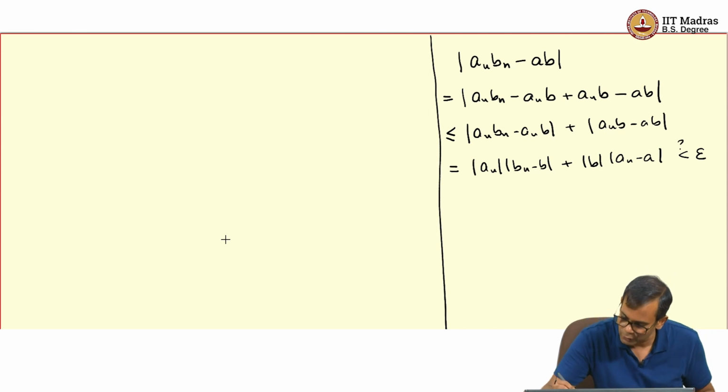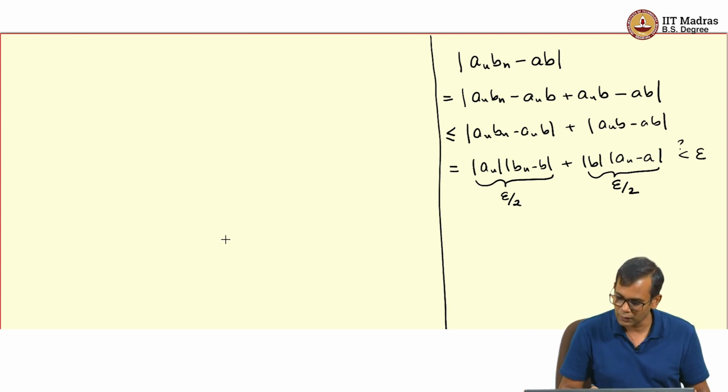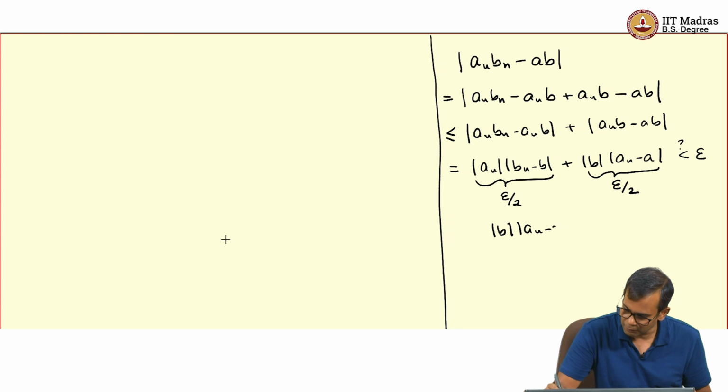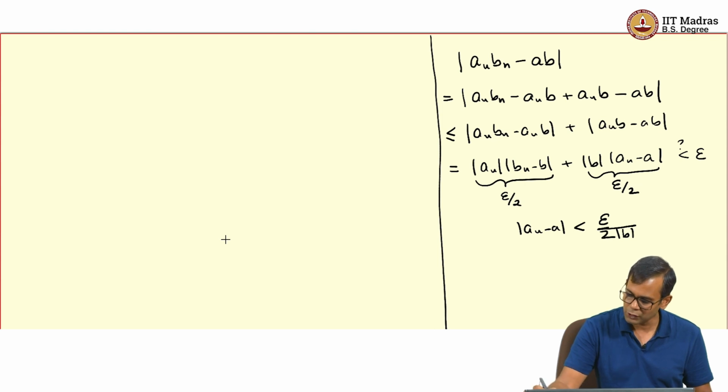One strategy would be to make this less than epsilon by 2 and make this less than epsilon by 2. If b is 0, we don't really have to worry, this part is anyway 0. If b is non-zero, we need to make |b| times |a_n - a| less than epsilon by 2. I can divide both sides by the absolute value of b. So if I make a_n within epsilon by 2 times |b| of a, then I would have made the second summand less than epsilon by 2.